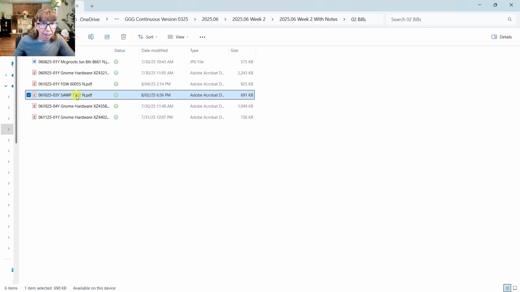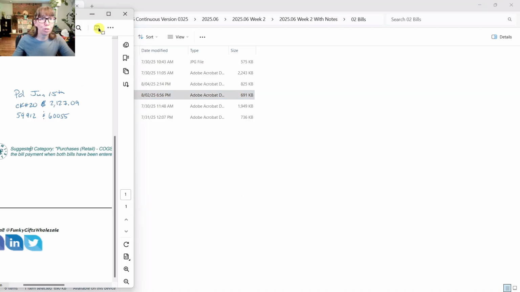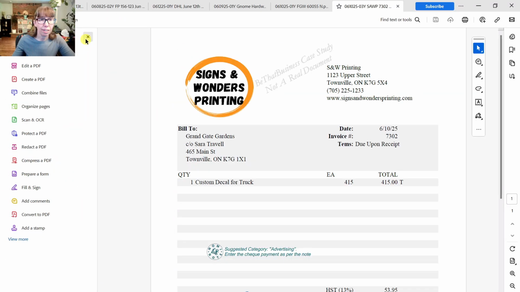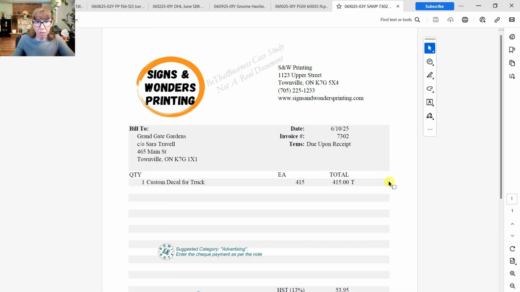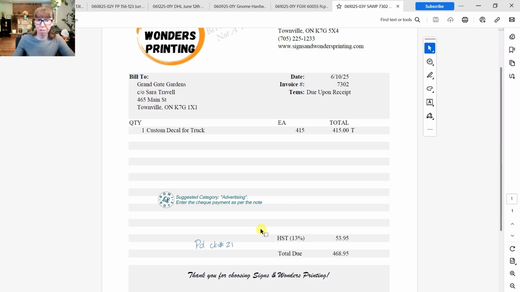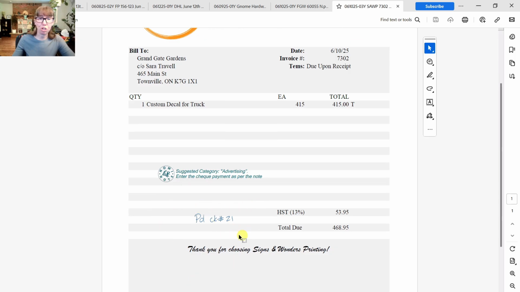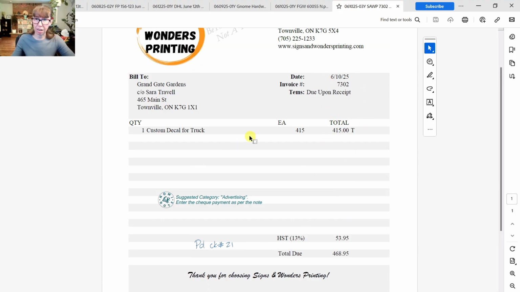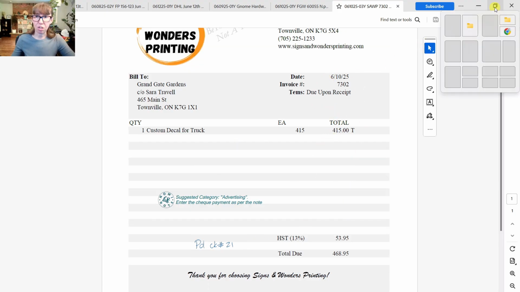Next we have a Signs and Wonders Printing invoice. And we can see that it is a custom decal or decal, depending on how you pronounce that, for the new truck that she purchased. And I'm suggesting category advertising for that. And we can see that it was paid with check number 21. So she doesn't know what the date is of that check. So I'm just going to use the June 10th date for now. So let's go ahead and put this one in.